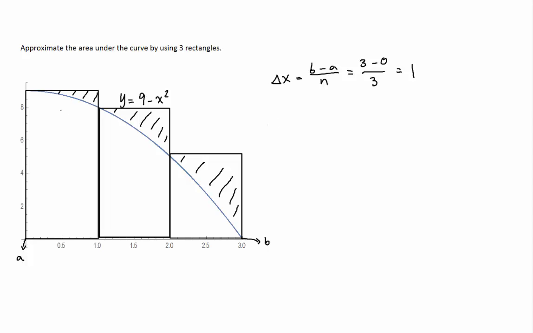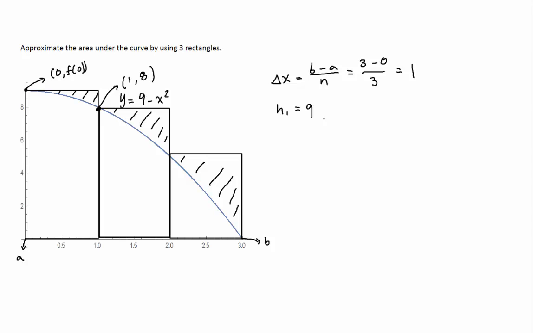Now to calculate the area of each one of them, you just have to find the height. So the first height would be the height here at this point, which corresponds to 0, comma, and the height would be f of 0. Well, I guess I should call this f. And when you evaluate that, it would be 9 minus 0, so 9. The next height here would correspond to the point 1, comma, f of 1, which is 9 minus 1 squared, which is going to be 8.